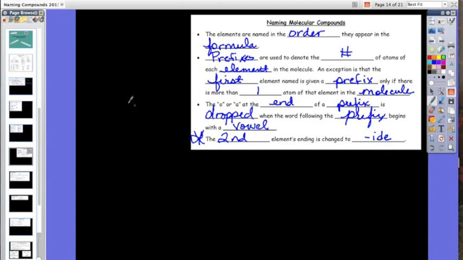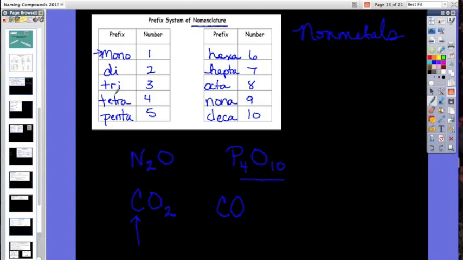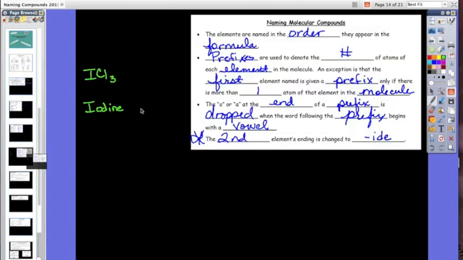So let's look at a couple of examples. We have ICl3. I would be iodine, so we just name that. There's only one of them, so we don't put the prefix. Now, we have 3 chlorines, so we need to put the prefix for it. So you go back and look at your prefix list. 3 is tri. So it would be iodine and then tri. Now, chlorine, the root word is chlor, so we would do chlor and then put an IDE on the end of it.